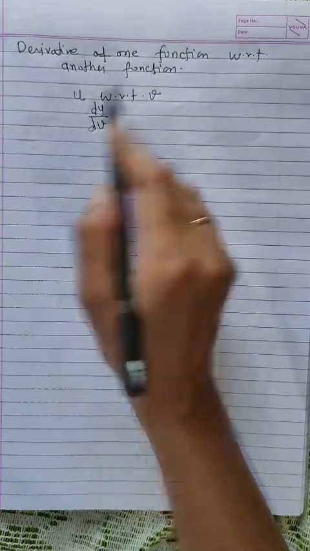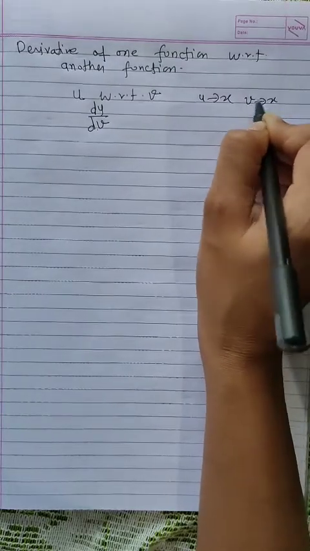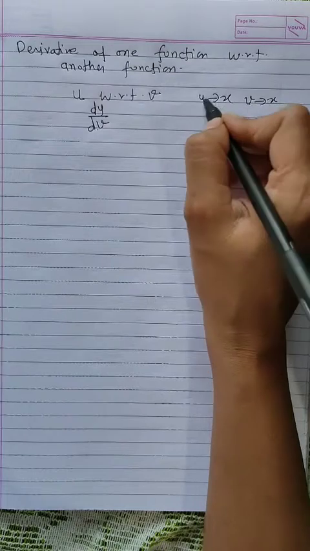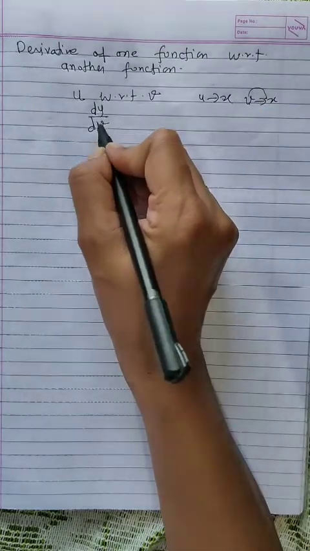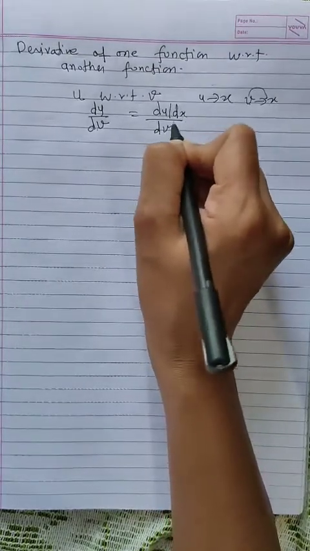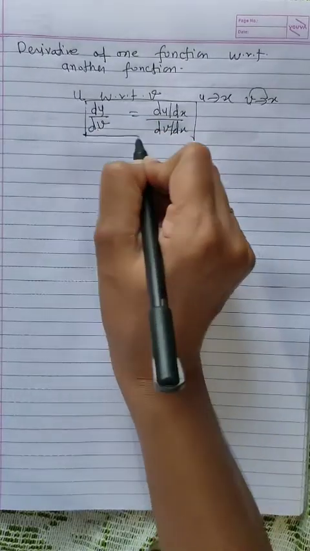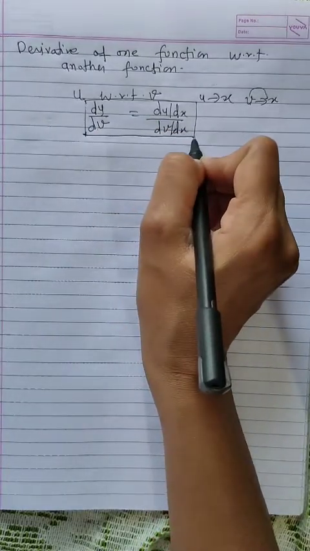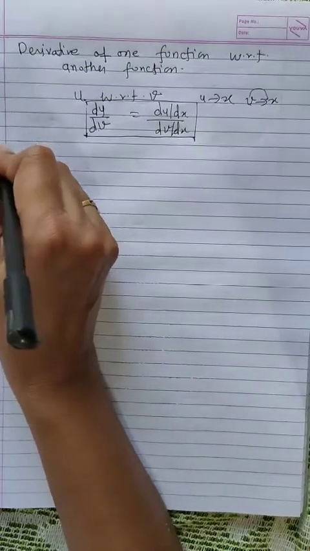Here u is expressed in terms of x. v is also expressed in terms of x, meaning actually x is the variable. So u is a function of x, v is also a function of x. So our du by dv is nothing but du by dx upon dv by dx, and this is called differentiation of one function with respect to another function. So remember this formula. Let us take an example for this.